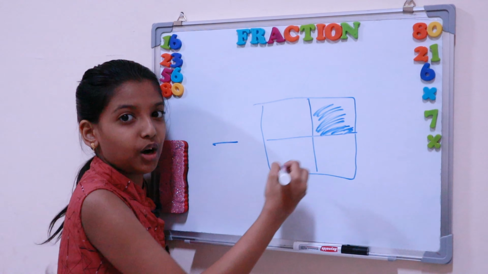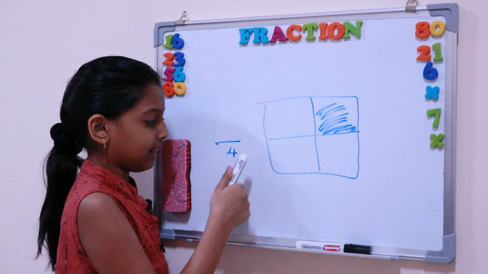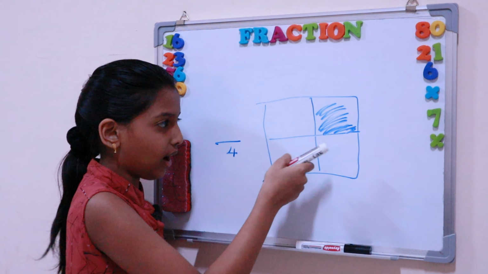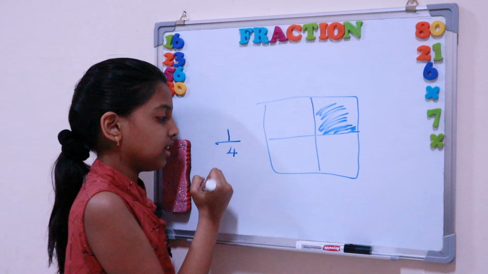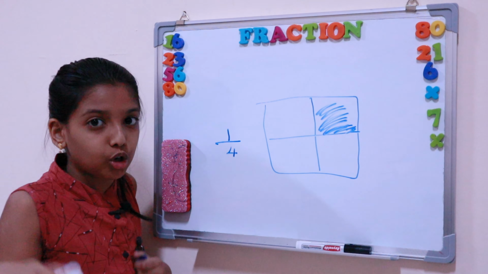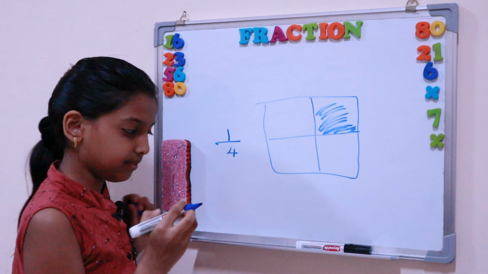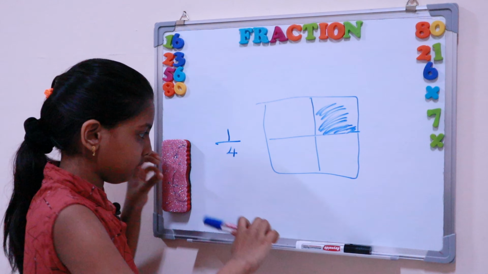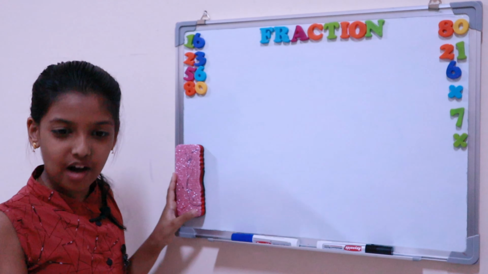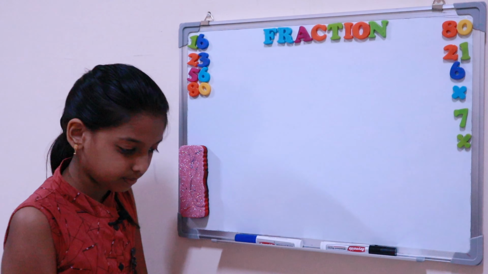So, the total number of squares is 4. So, we are writing 4 below. And the number that we have shaded is 1. So, we are writing 1 here. So, the fraction of 1/4 or quarter is 1 by 4. I hope you understood about 1/2, 1/3, 1/4 or quarter.